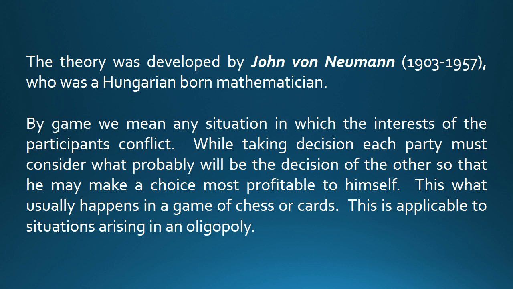The theory was developed by John von Neumann, 1903 to 1957, who was a Hungarian-born mathematician. By game we mean any situation in which the interests of the participants conflict. While taking a decision, each party must consider what probably will be the decision of the other so that he may make a choice most profitable to himself. This is what usually happens in a game of chess or cards. This is applicable to situations arising in an oligopoly.